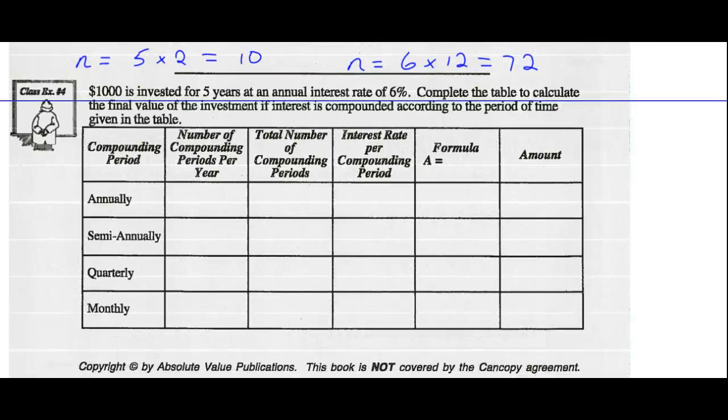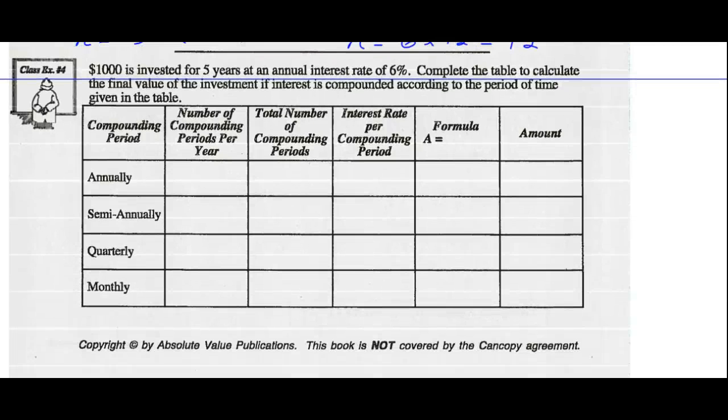Example 4. Let's say $1,000 invested for 5 years at 6%. Complete the table to calculate the final value of the investment if the interest is compounded according to the period of time given in the table. So, number of compounding periods per year: if it's annually, that's once. Semi-annually, there are 2 compounding periods per year. Quarterly, 4 times a year, and monthly, it's compounded 12 times per year.